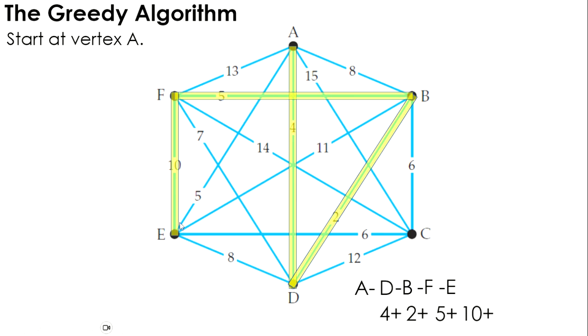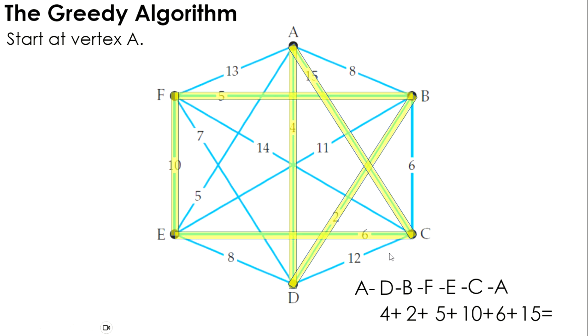The last one here is vertex C. So from E, you go to vertex C, that's 6. Then for the last one, you need to go back to vertex A, and that's 15. If we add that, we have 4 plus 2 plus 5 plus 10 plus 6 plus 15, and the total of that is 42.